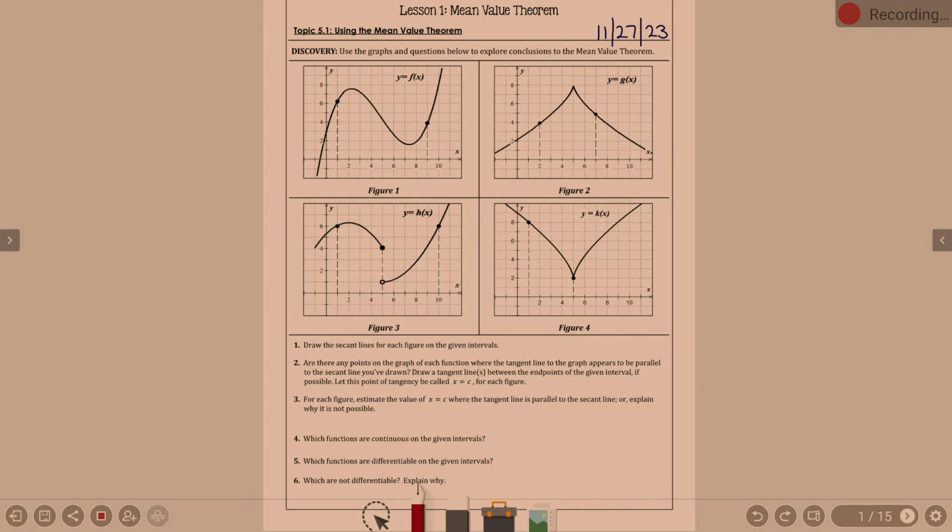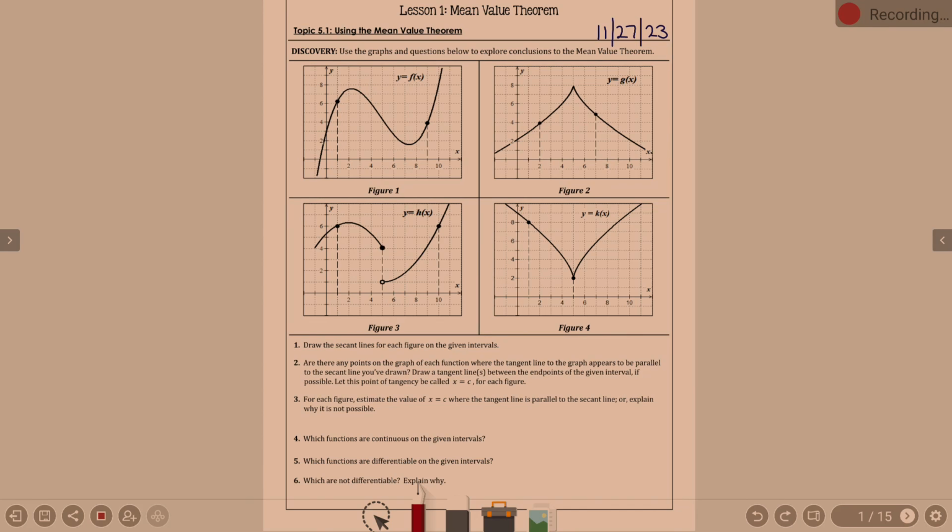Now, we're going to look at some information and do some discovery here. Use the graphs and questions below to explore conclusions to the mean value theorem. So we have 4 graphs. Step 1, draw the secant lines for each figure on the given intervals. What are secant lines? A secant line goes through 2 points of the graph, so it's not a tangent line.